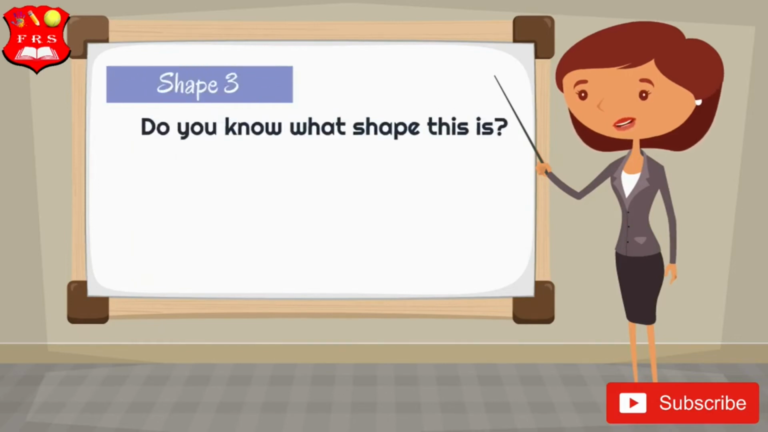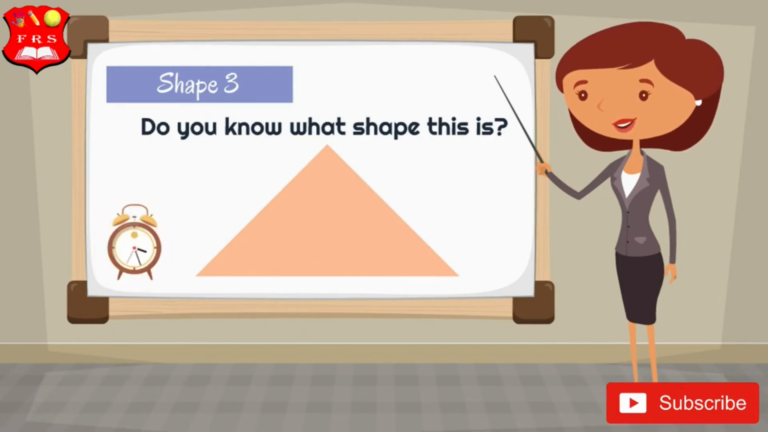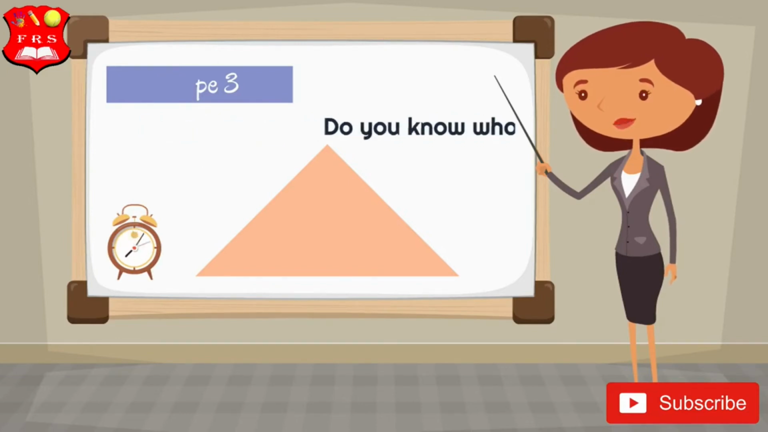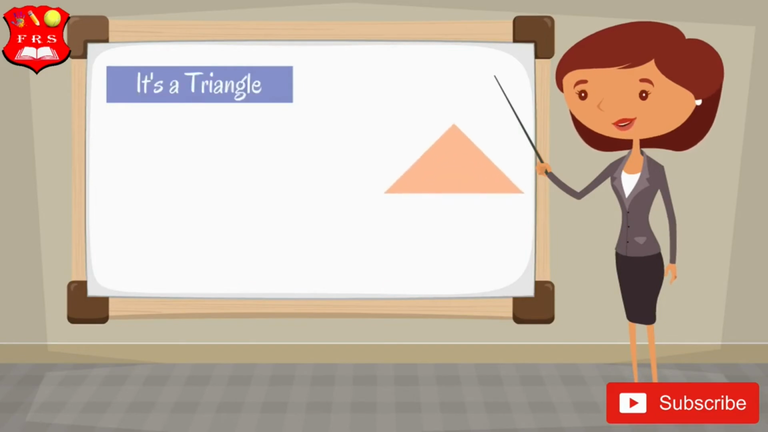Shape number 3. Do you know what shape this is? Your time starts now. Time's up. It's a triangle.